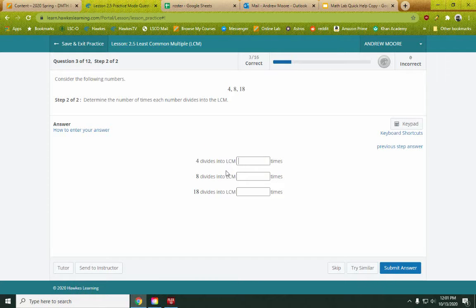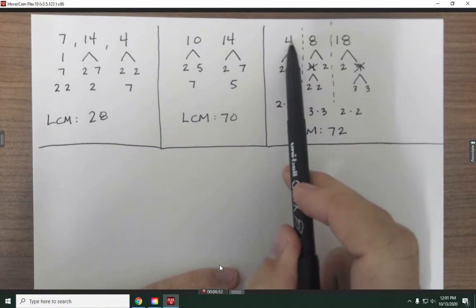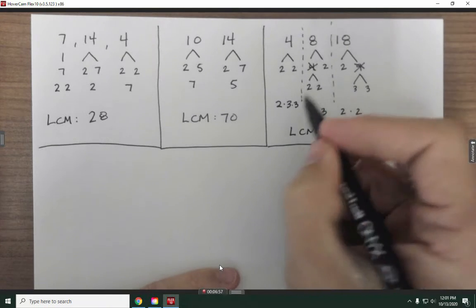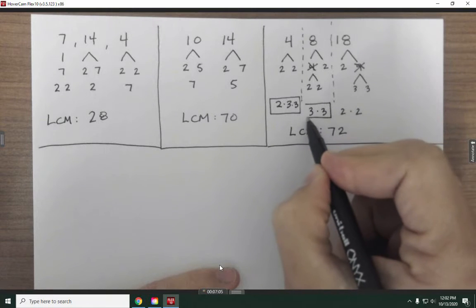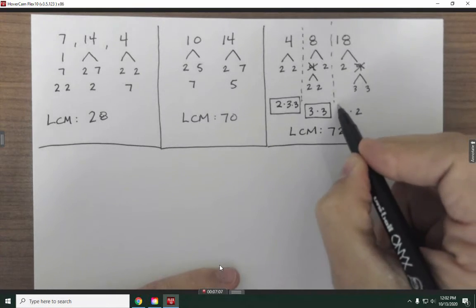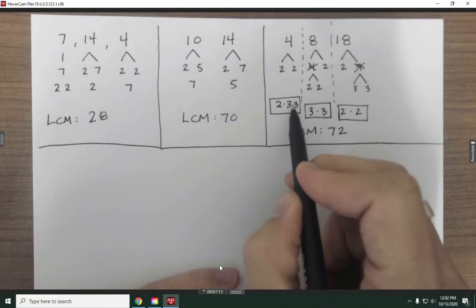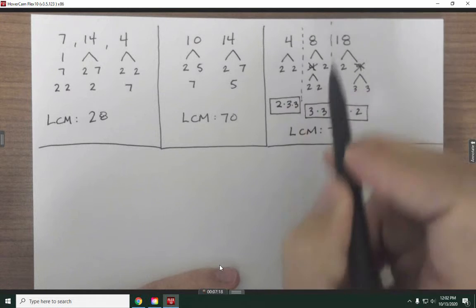All right, so this is step 2 of this. It says determine the number of times each number divides into the LCM. Remember in the first step we had 72. This is the 4. So if we take 72 and divide it by 4, we get what we found to be right here. If you think about it in terms of fact families that you learned back in school, you can multiply this times this and get that, or you can go in reverse. So 72 divided by 4 equals this number.